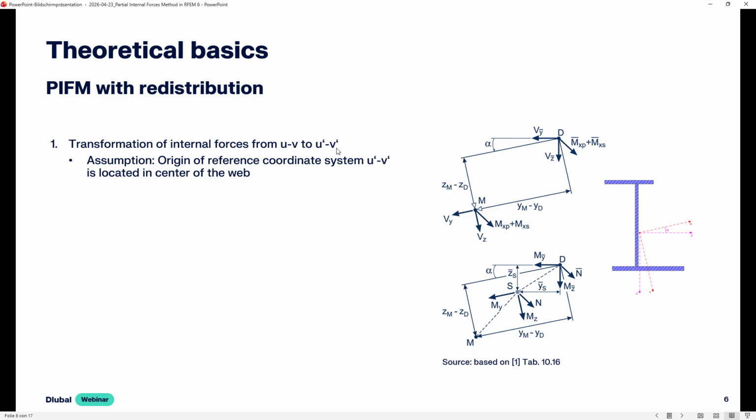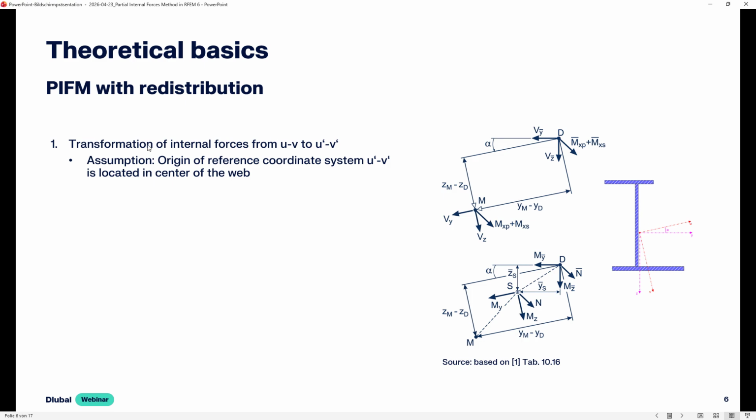There's a basic rule or assumption, which is that our reference coordinate system is always located in the center of our cross-section web, which would be like here on this location. And the axes U- and V- are always horizontal and vertical, so horizontal and vertical to the parts of the cross section.